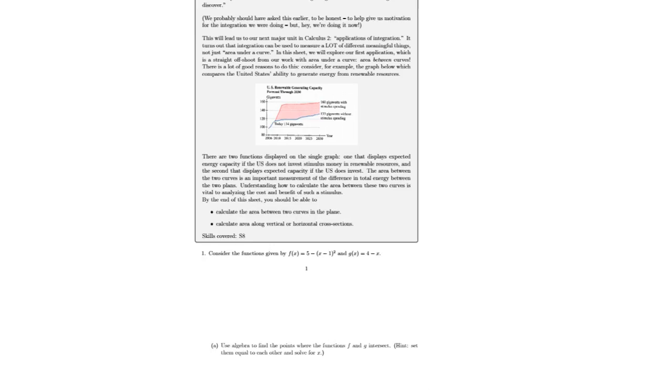So let's go ahead and get started. In the example that we're going to be looking at, we have two functions. One of them is given by f of x equals 5 minus, in parentheses, x minus 1 squared. And the other function is g of x equals 4 minus x.